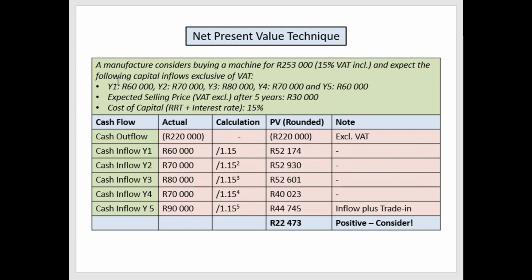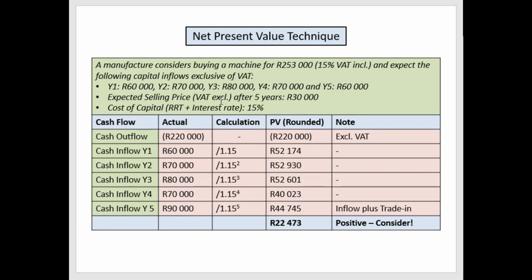He says, I expect that in year one, I'm going to get in 60,000 Rand from this machine. In year two, 70,000. In year three, 80,000. That's when the machine reaches its optimum capacity, and then it just goes a bit back because this machine really has a 5-year lifespan. 70,000 in year four, 60,000 in year five. So basically, he's expecting a little curve like that. He also expects that he will be able to sell the machine that he's buying now after 5 years for 30,000. Basically for parts.